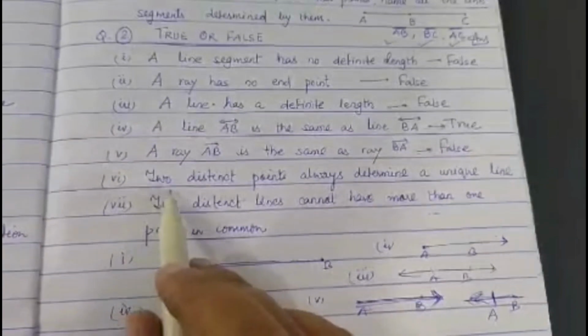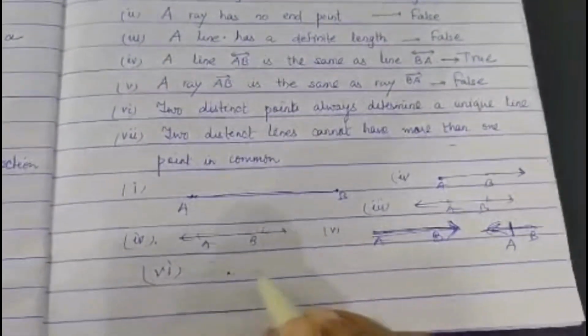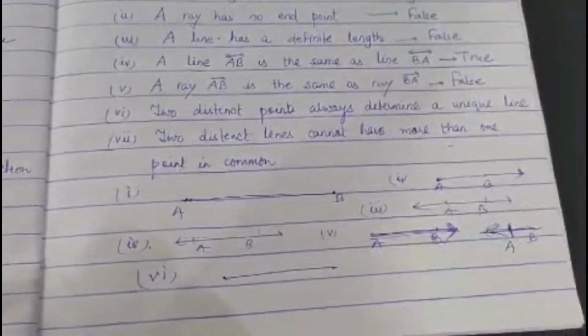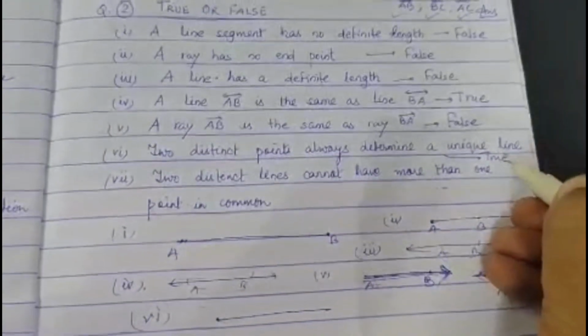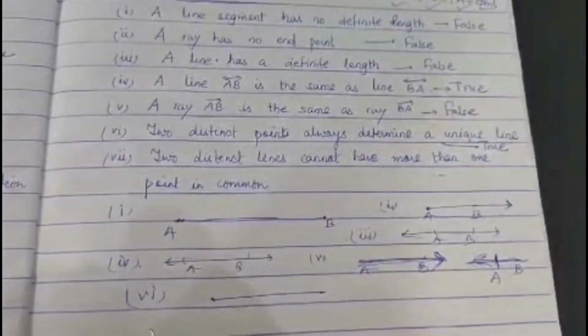Now sixth one, two distinct points always determine a unique line. Let's see. Two distinct points always determine a unique line. This is a true statement. So sixth one is true.